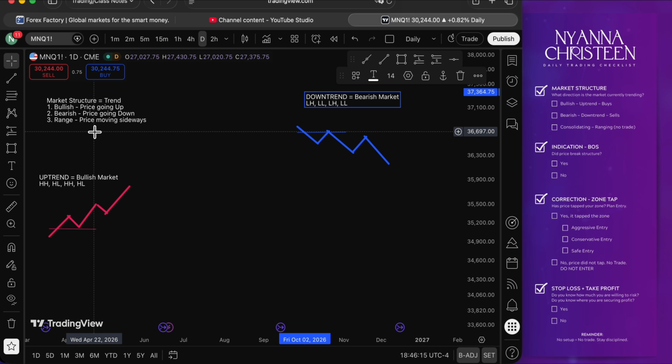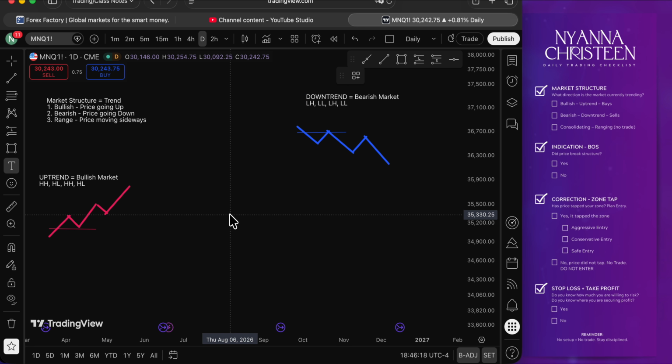So let's go ahead and talk about the last one. The last type of market structure or trend is a range or a consolidating market. That's another term for it.